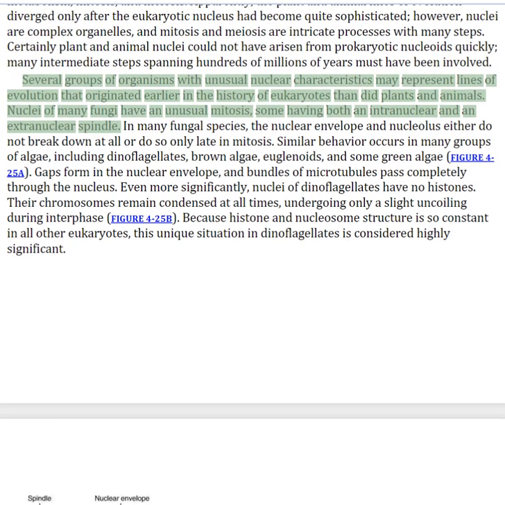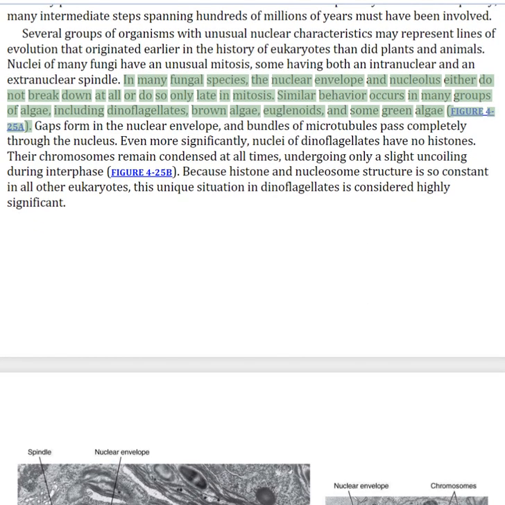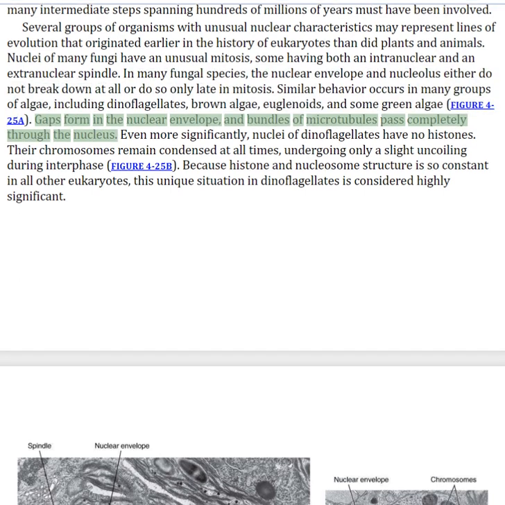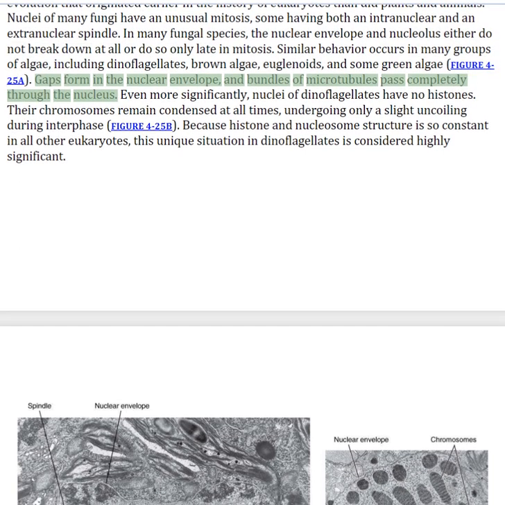Several groups of organisms with unusual nuclear characteristics may represent lines of evolution that originated earlier in the history of eukaryotes than did plants and animals. Nuclei of many fungi have an unusual mitosis, some having both an intranuclear and an extranuclear spindle. In many fungal species, the nuclear envelope and nucleolus either do not break down at all or do so only late in mitosis. Similar behavior occurs in many groups of algae, including dinoflagellates, brown algae, euglenoids, and some green algae. Gaps form in the nuclear envelope, and bundles of microtubules pass completely through the nucleus.